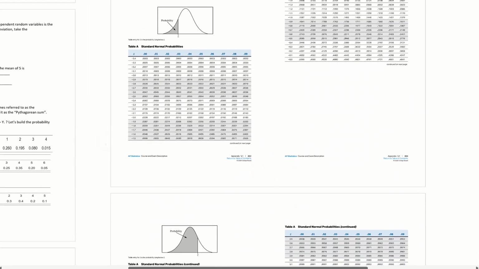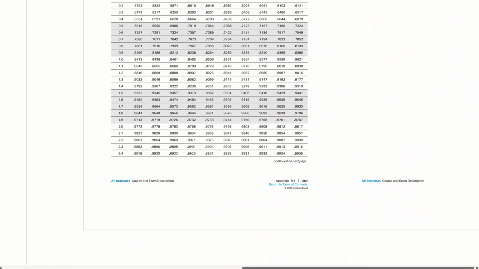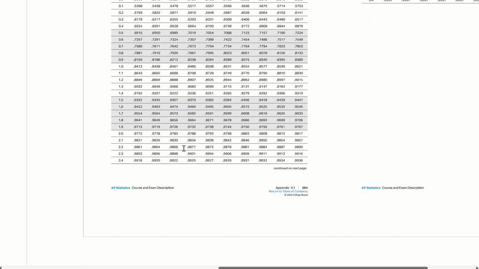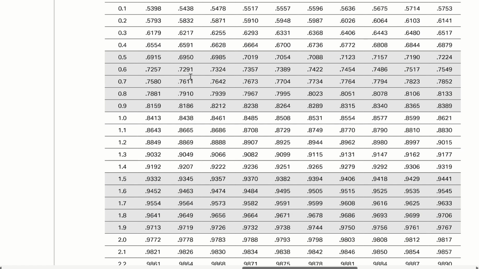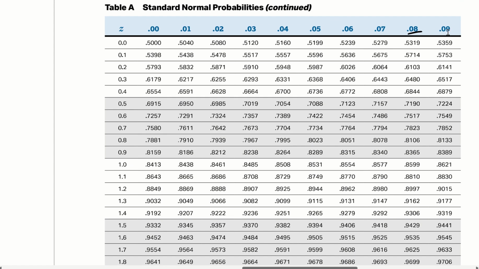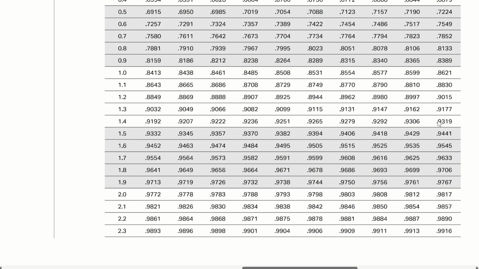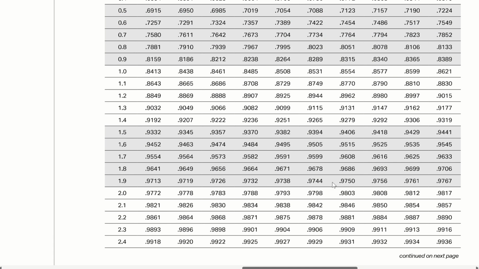So we're going to look up 1.89. There is 1.8, and then the 9. Okay, then we trace that down. For 1.89 we get 0.9706, so that's that one.